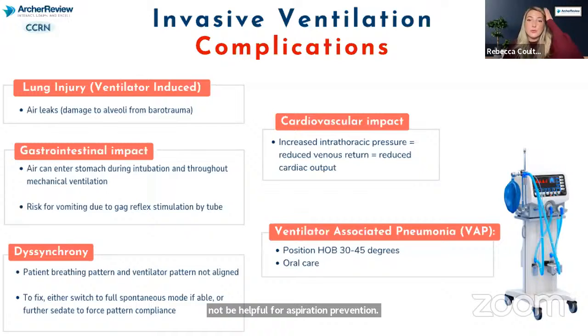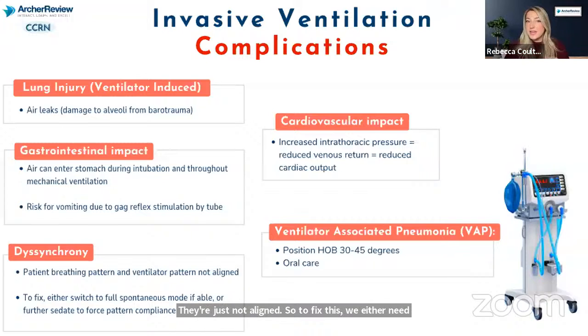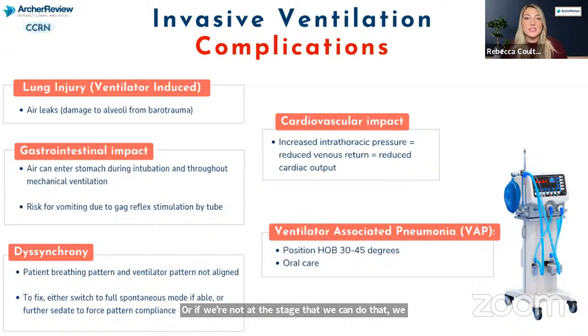Dysynchrony, this is when the patient's breathing pattern and the ventilator pattern are not aligned. So the ventilator delivers their breath, and while the ventilator is still delivering a breath, they take in another breath. They're just not aligned. So to fix this, we either need to switch this patient over to a full spontaneous mode if they're awake enough and we think they can handle that at this moment, to just allow them to control their own respiratory rate instead of being slammed with breaths when they aren't ready for them. Or if we're not at the stage that we can do that, we need to sedate this patient more. We need to kind of kill their own respiratory drive and allow the ventilator to do what we want it to do.